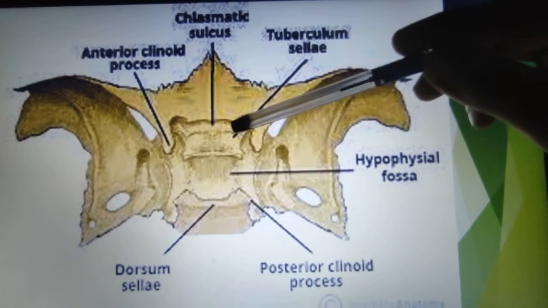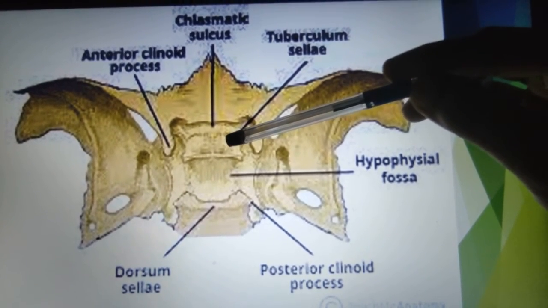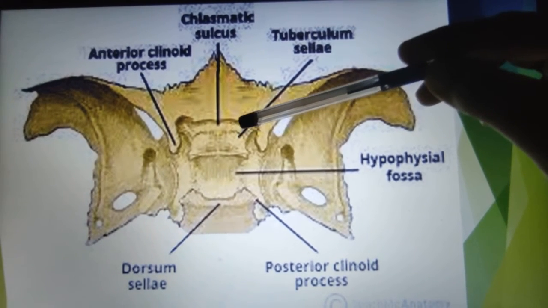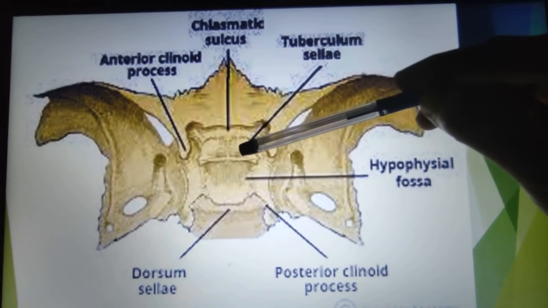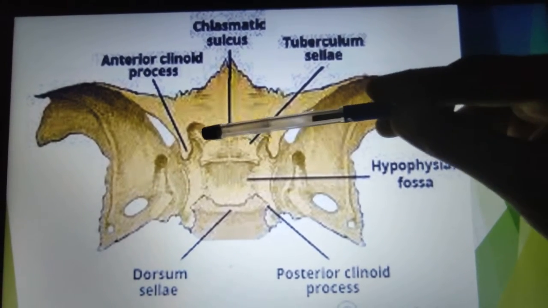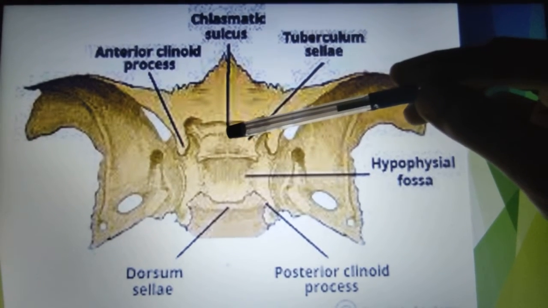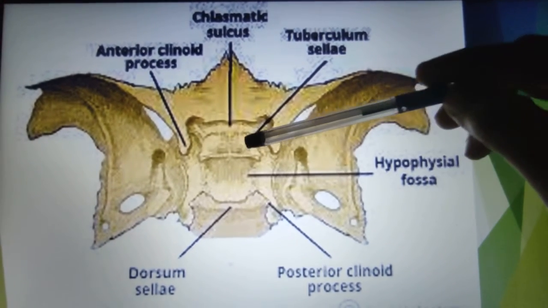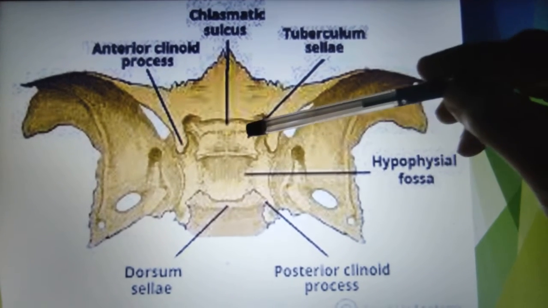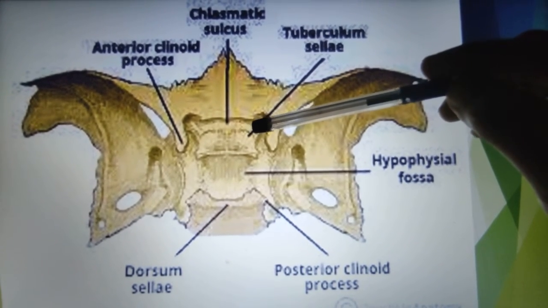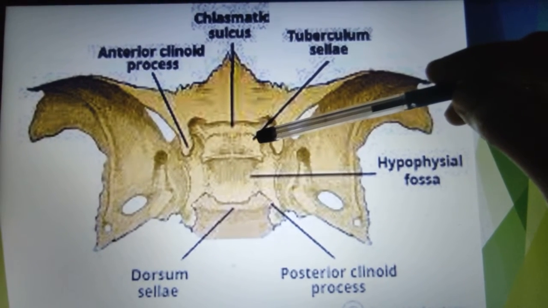The middle clinoid process gives attachment to the anterior margin of the diaphragma sellae. Is it clear? So, this is the tuberculum sellae. It forms an elevation just behind the sulcus chiasmatis. On the lateral side, we can see two elevations known as the middle clinoid process. It gives attachment to the anterior margin of the diaphragma sellae.